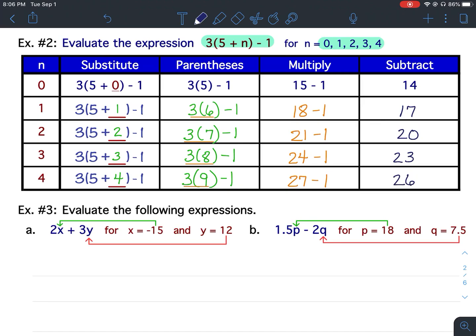So we evaluated the expression 3 times the quantity 5 plus n minus 1 for values 0, 1, 2, 3, and 4. Notice our answers. They're going up by 3. 14 plus 3 is 17, plus 3 is 20, and so forth. The reason it goes up by 3 is because you multiplied by 3. If you would multiply by 5, those values would be going up by 5. If you multiplied by 10, they would be going up by 10.